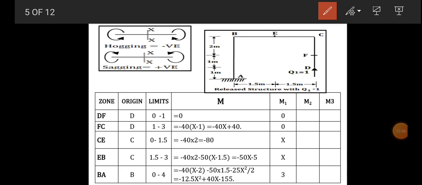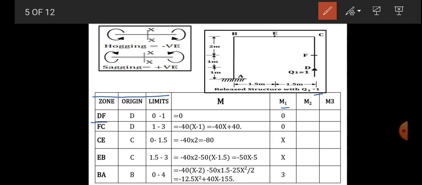Now let's do the displacement analysis for the M1 column. Now these three columns remain as they are. Let's consider the released structure with Q1 equal to 1 for the M1 column. Let's consider this small M1. Let the first zone be the DF zone.